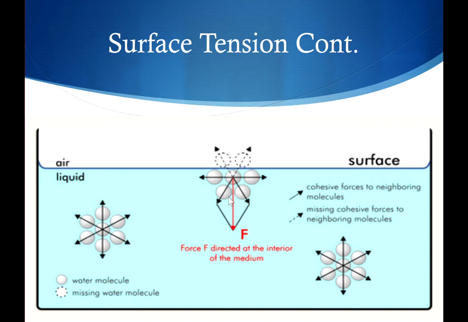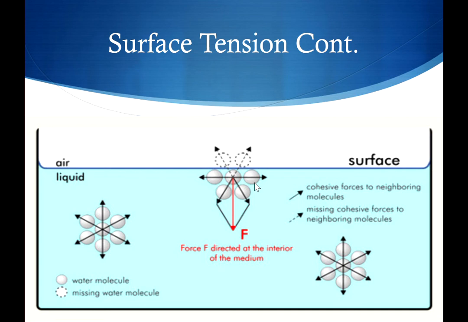Then the attractive forces of a molecule to its remaining neighbors are stronger on the surface of the liquid. As a result, a force F develops that is directed at the interior of the medium. Therefore, these four forces will be bigger than these two, and we have this resulting force, which will always aim towards the interior of the medium. That is why we have the force pulling inward at the surface of a liquid.